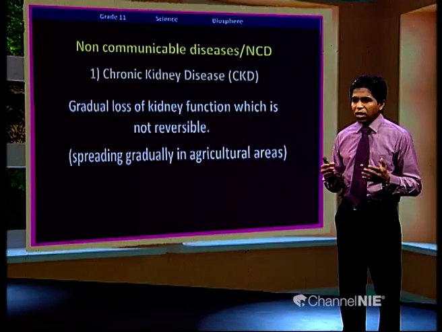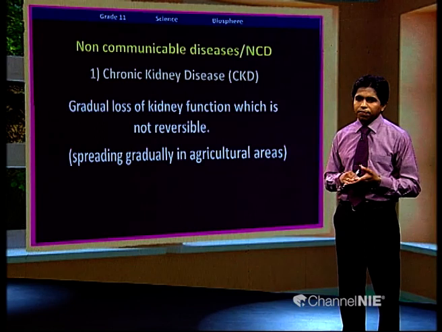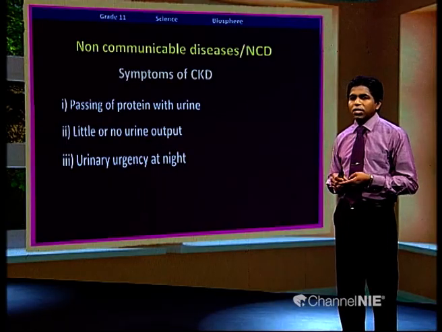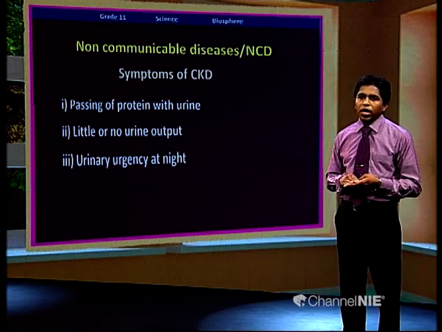Sometimes we call it unidentified kidney disease. It is spreading gradually in agricultural areas because they use a large amount of agrochemicals and chemical fertilizers instead of compost fertilizers. Therefore, it returns to their body, and those agrochemicals and toxic heavy metals directly affect their kidney and the functioning or filtration process of the kidney. So let's see what the symptoms of this CKD, or chronic kidney disease, are.